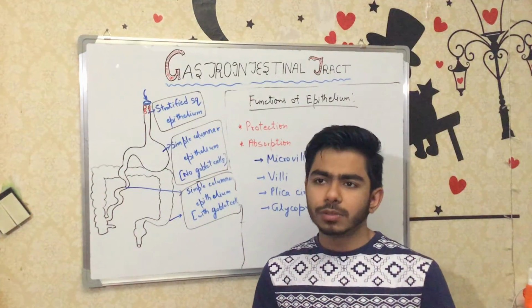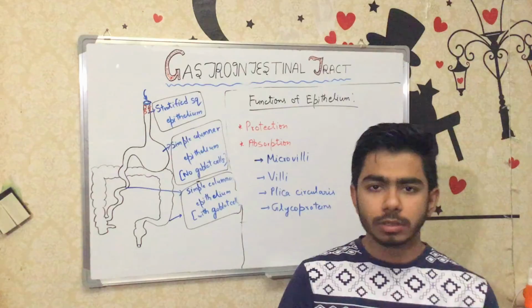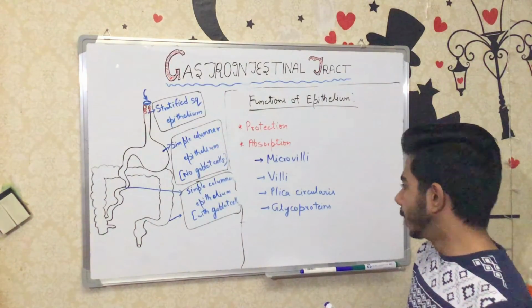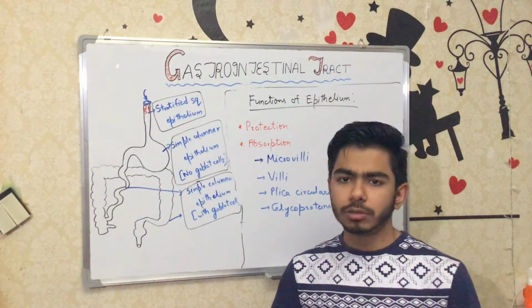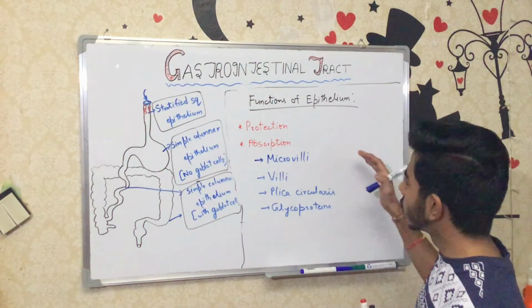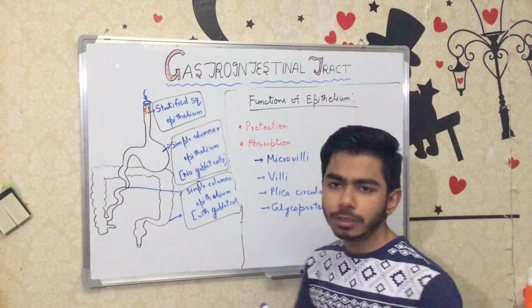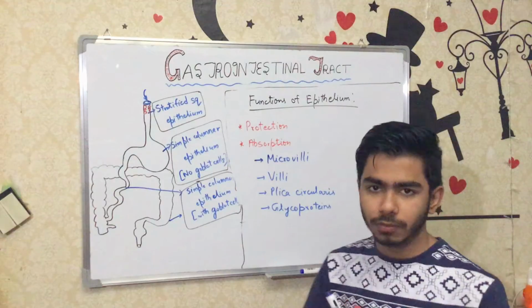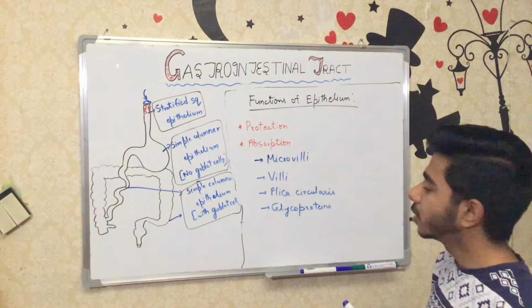So dipeptidases will further break down into the peptides, okay, and the disaccharides will break down into the monosaccharides or oligosaccharides. So this was a function of these components which are helping the epithelium to perform their absorption functions. Now there is one more function, that is secretion.